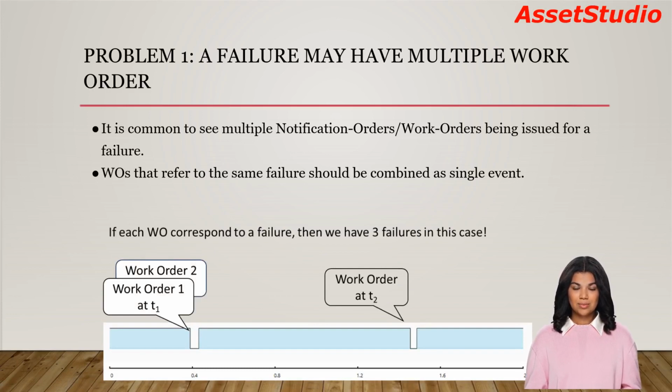Problem 1. A failure may have multiple work orders. It is common to see multiple notification orders or work orders being issued for a failure. This may result in multiple counts for that failure. Analyst needs to ensure work orders that refer to the same failure are combined as single event to avoid repeated counts on the same event.